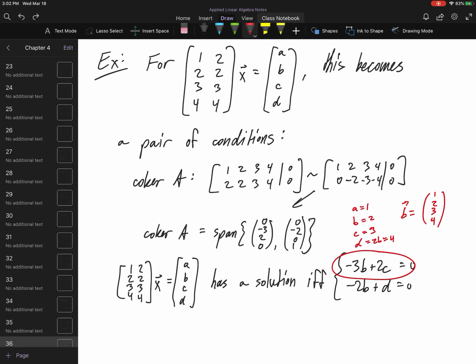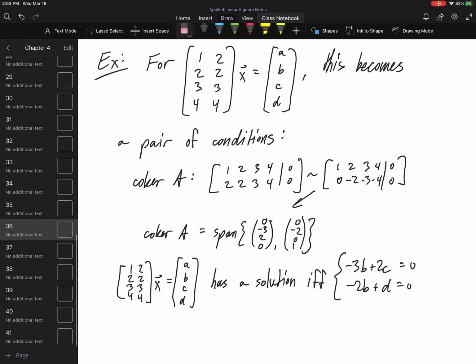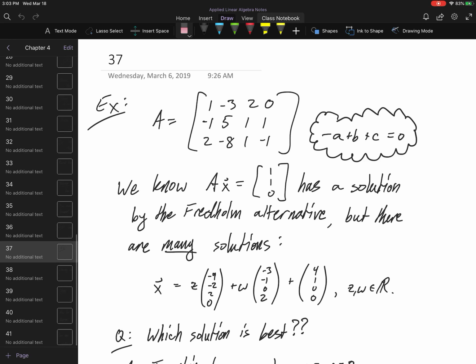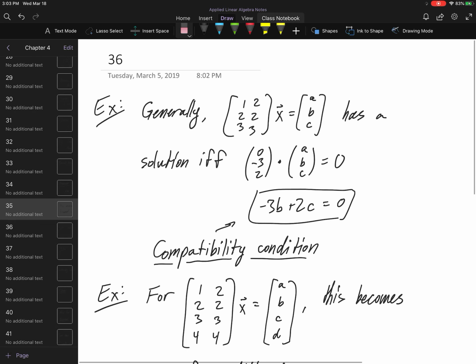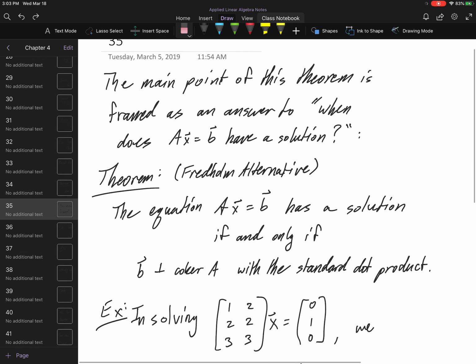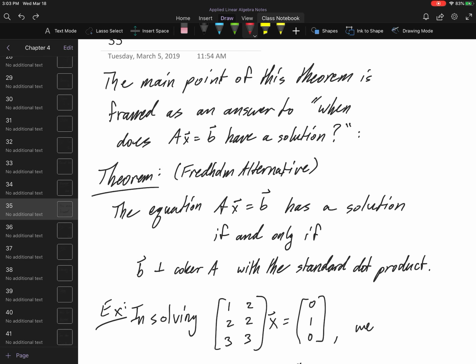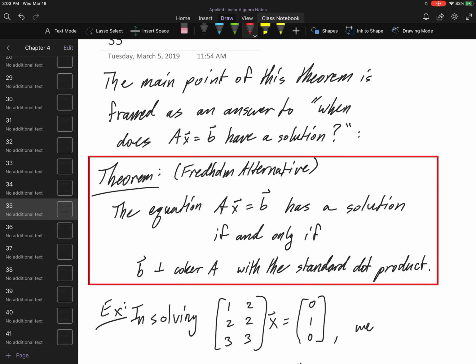And we come back here. That's exactly what we were showing: that 1, 2, 3, 4 is perpendicular to the co-kernel, and therefore AX equals B has a solution. And that is what the Fredholm alternative is. And I think that's where I want to stop this. We're going to go ahead and stop the video at this point.